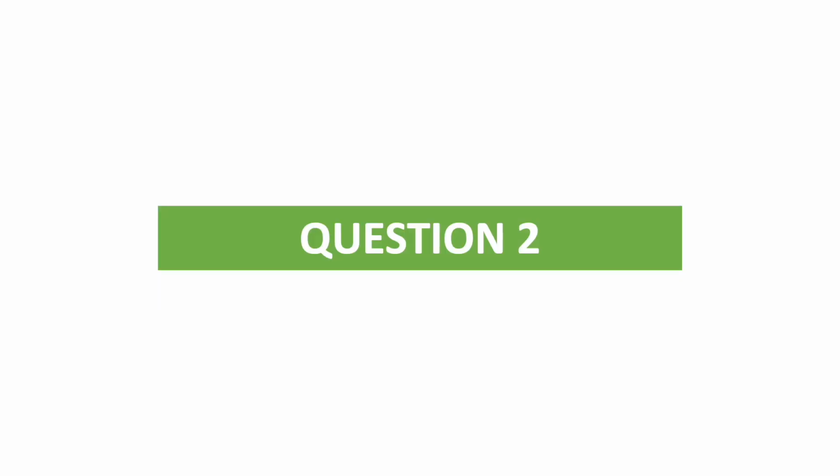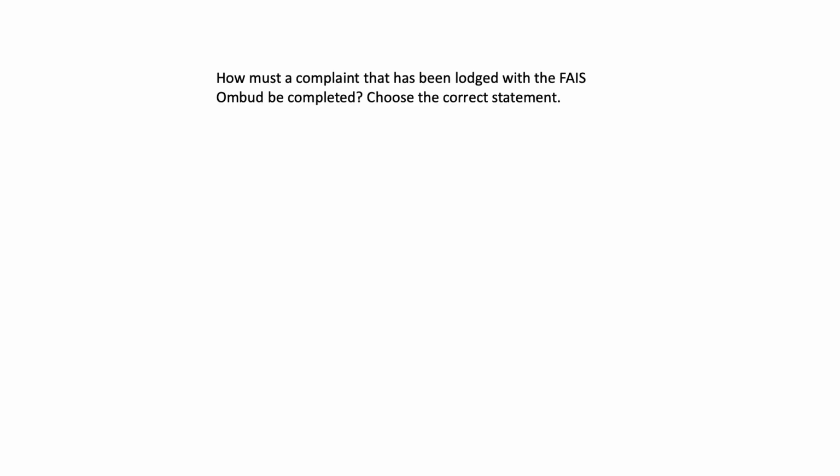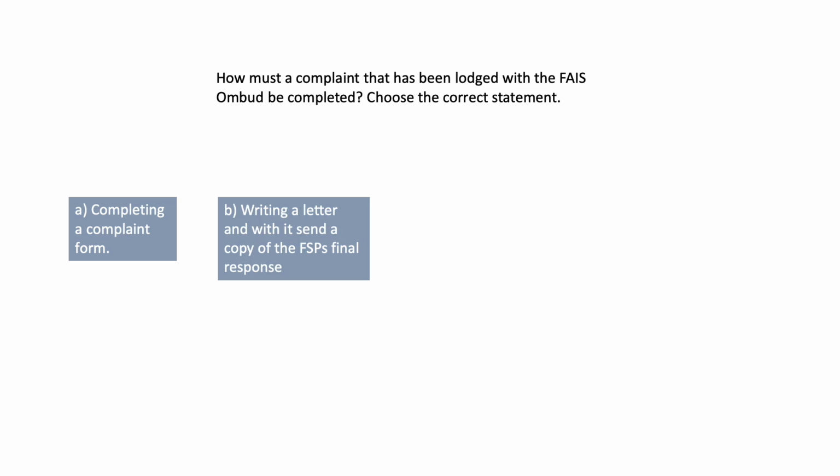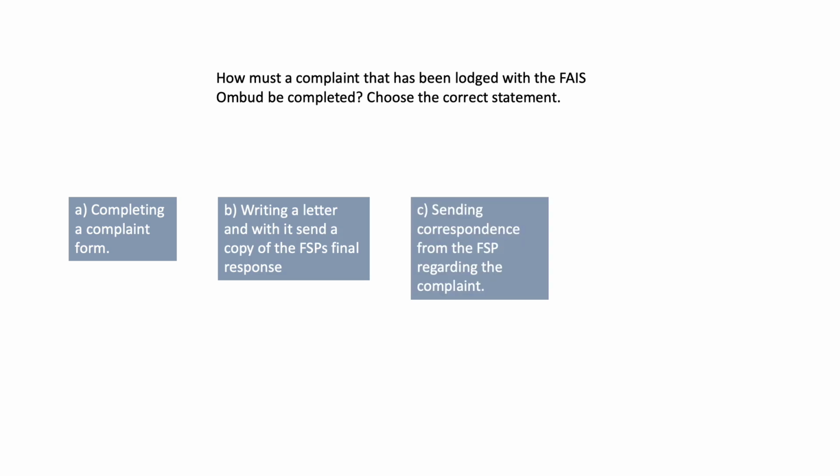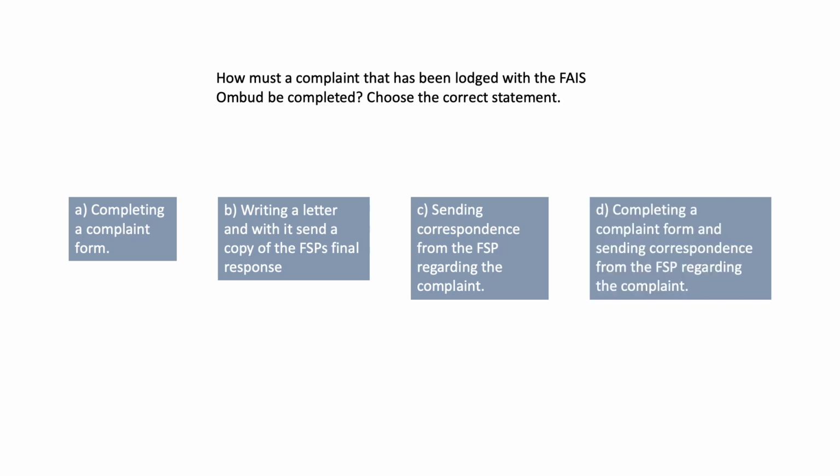Question 2. How must a complaint that has been lodged with the FAIS Ombud be completed? Choose the correct statement. A. Completing a complaint form. B. Writing a letter and with it send a copy of the FSP's final response. C. Sending correspondence from the FSP regarding the complaint. D. Completing a complaint form and sending correspondence from the FSP regarding the complaint.